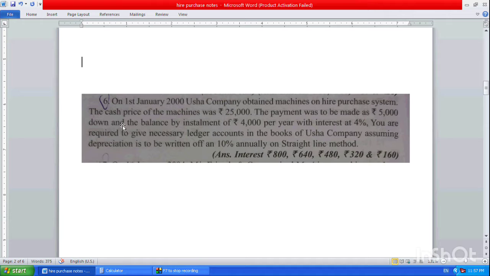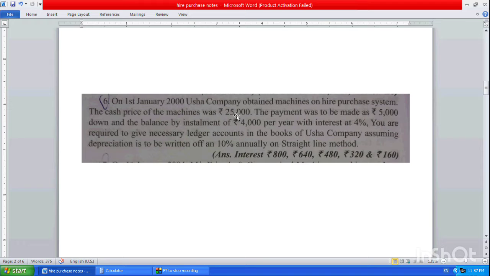The cash price of the machine was 25,000. The payment was to be made as 5,000 down payment and the balance by installment of 4,000 per year with interest at 4%. With interest means interest is already included in 4,000. You are required to give the necessary ledger accounts in the books of Usha company, assuming depreciation is to be written off at 10% annually on straight line method.